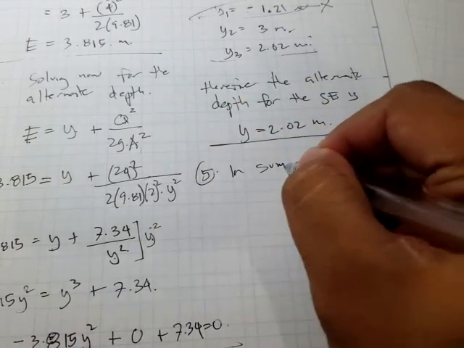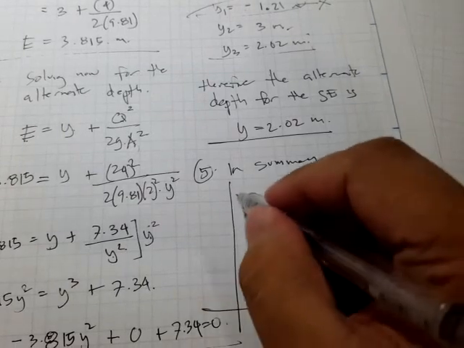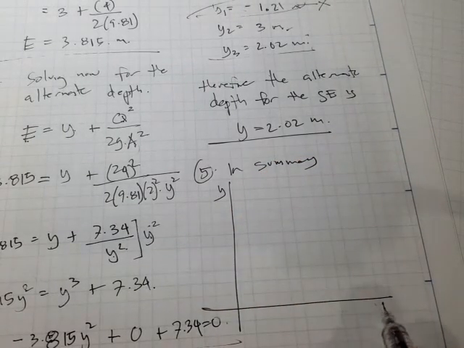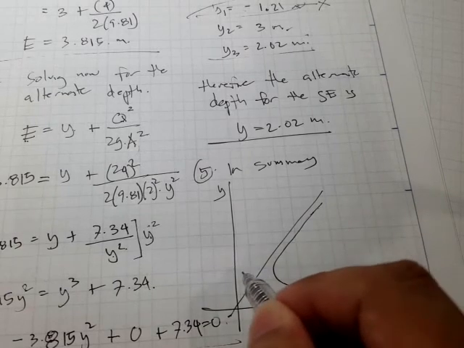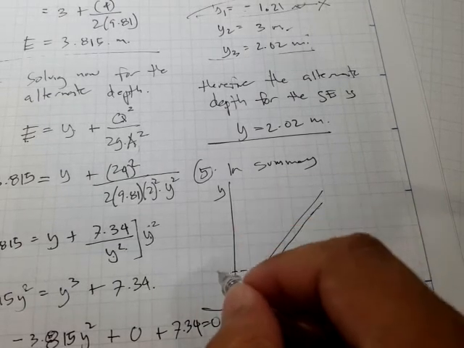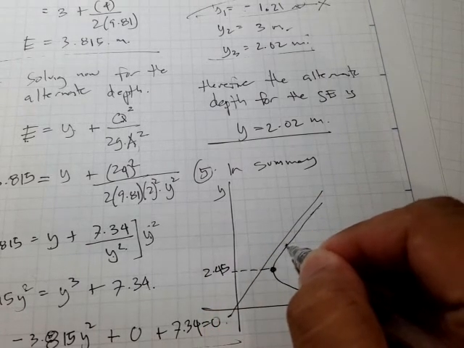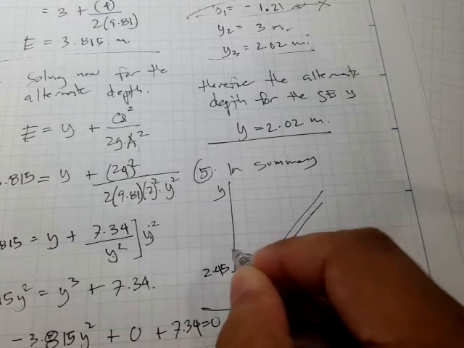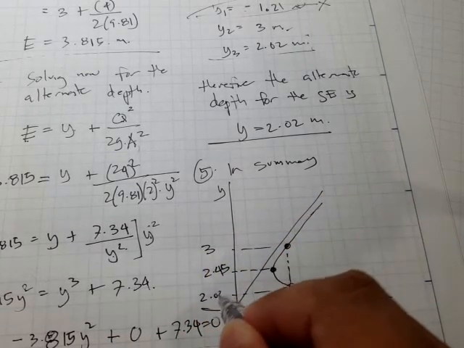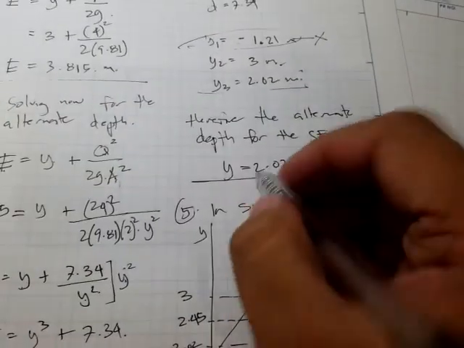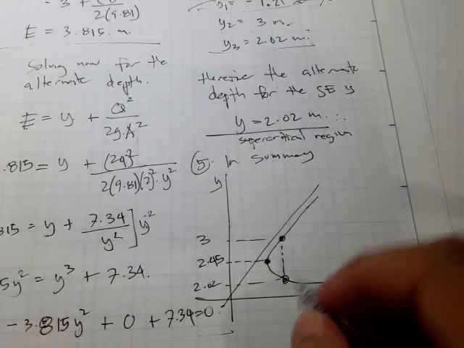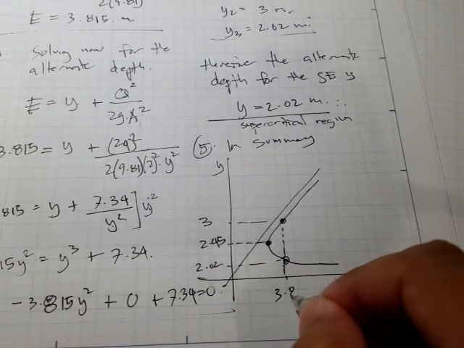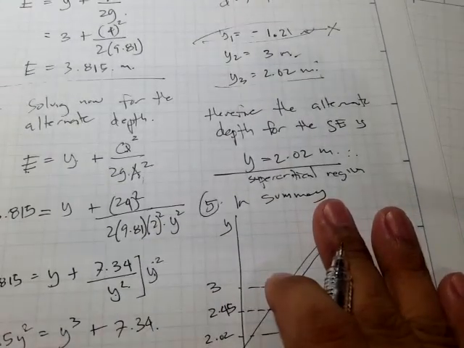So in summary, here it is. Here's our depth, and here's our specific energy, and here's our asymptote, and right here, here's our constant flow rate curve, and this is 2.45. This one is, let's say this is 3, and the alternate depth is this, right? So this is 3 meters, and this one is 2.02, and therefore this is in the supercritical region, and our specific energy is 3.815 meters. Okay, so that's it. Now let's do another problem regarding this specific energy.